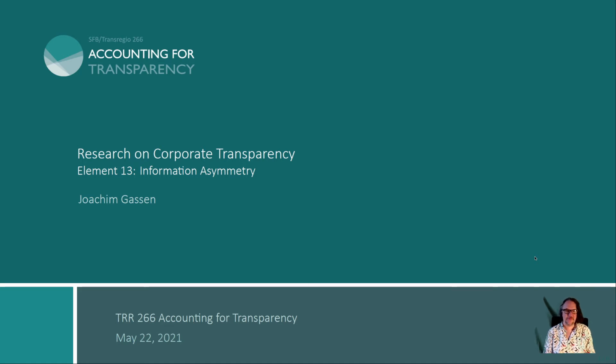Welcome back to our final element of Unit 4 in our course Research on Corporate Transparency. We are still thinking about capital markets, and now we want to visit this issue of information asymmetry.